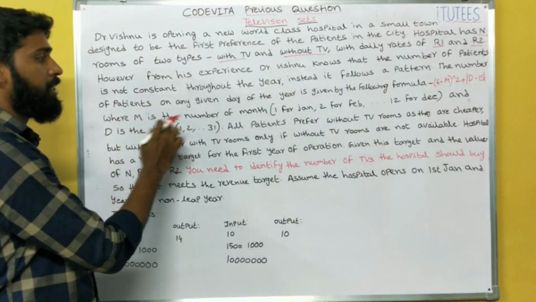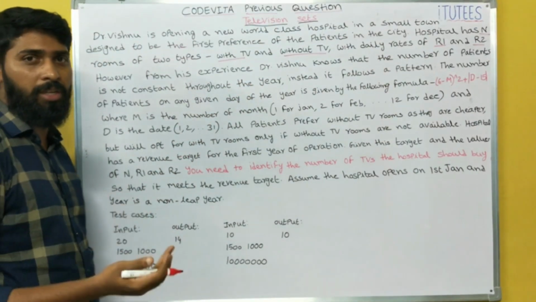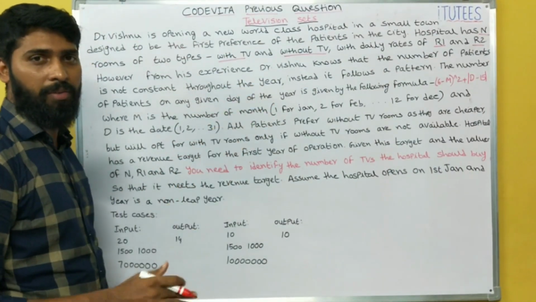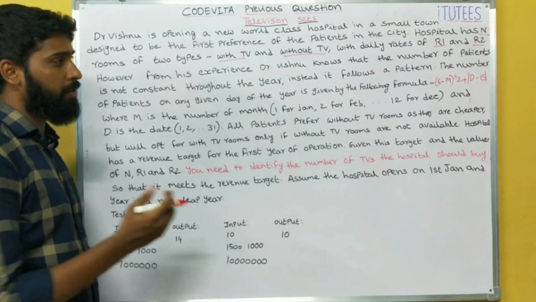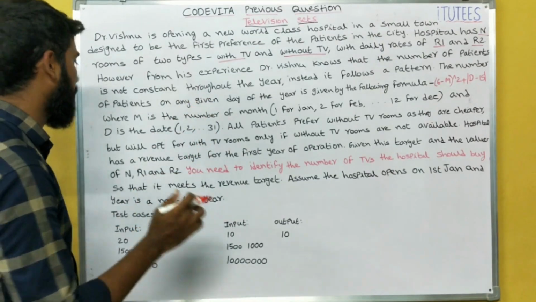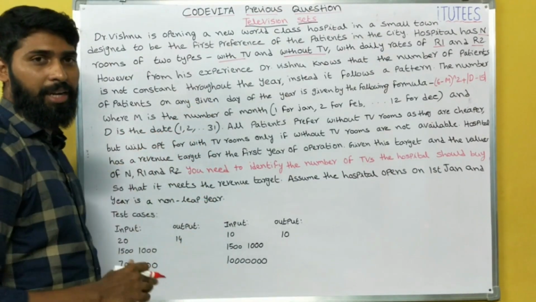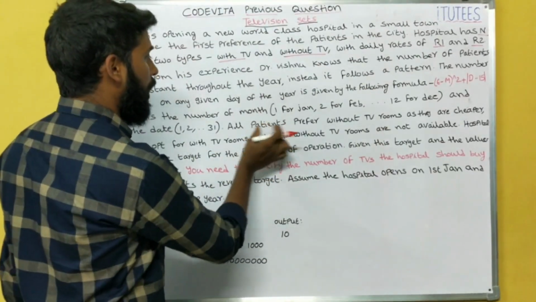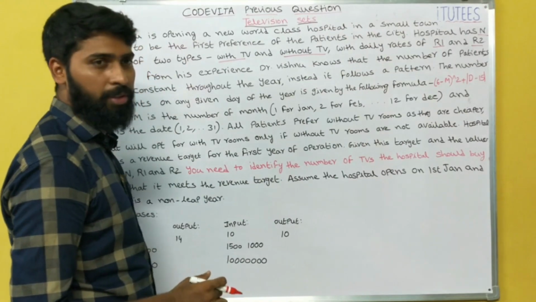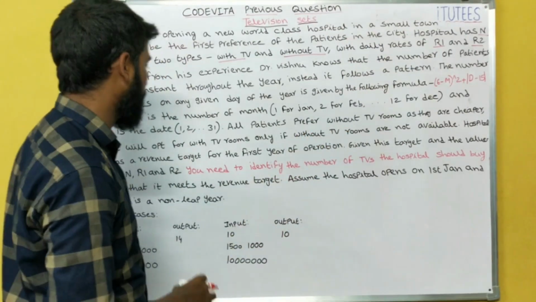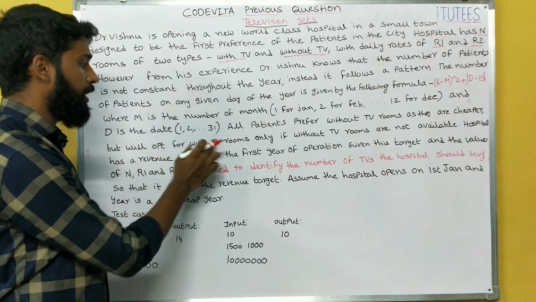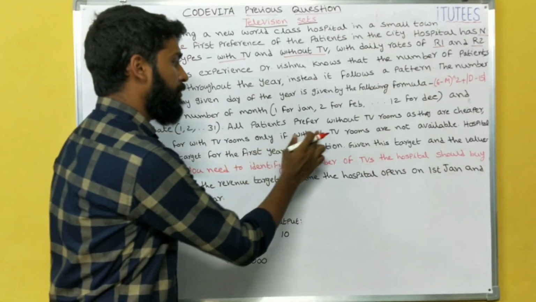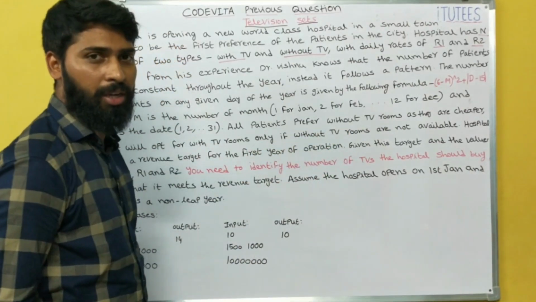Where m is the number of the month. For example, for January, m is 1. For December, m is 12. For June, m is 6, like that. And d is the date, from 1 to 31. All patients prefer without TV rooms as they are cheaper, but will opt for with TV rooms only if without TV rooms are not available.